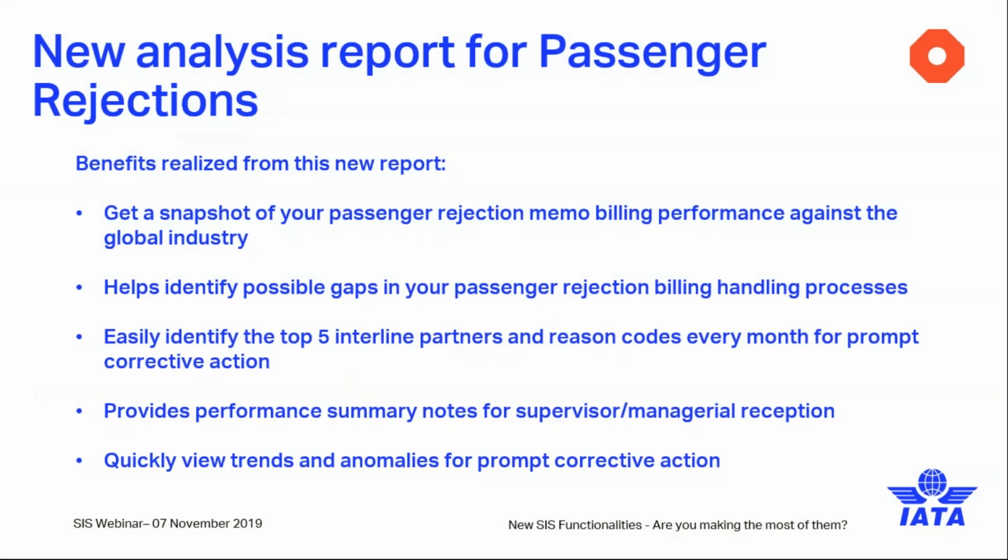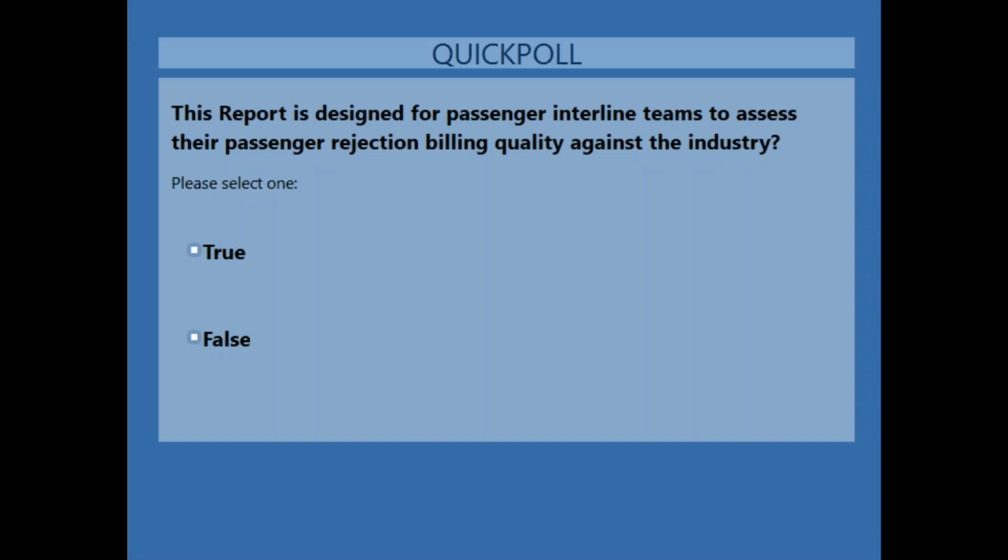So before we continue on to the next one, I'll ask Jojo to present the next question for us. The next question is that this report, called New Analysis Report for Passenger Rejection, is designed for passenger interline teams to assess their passenger rejection billing quality against the industry. That's a very long sentence. Is it true or false?